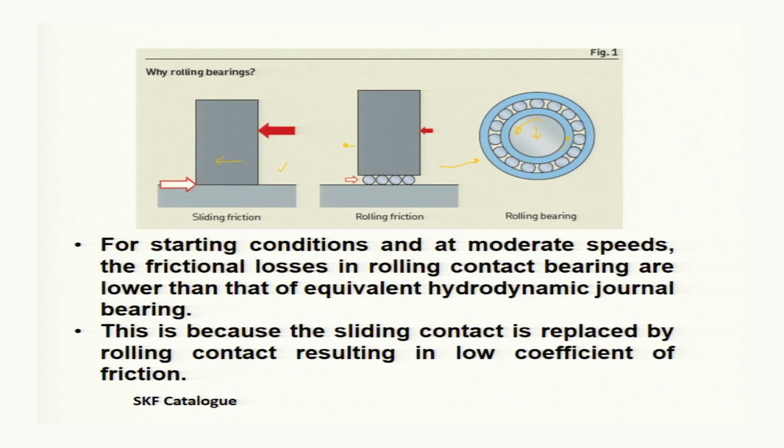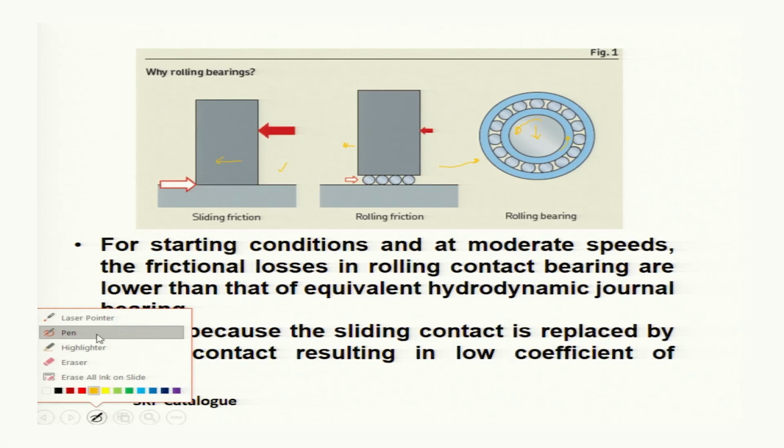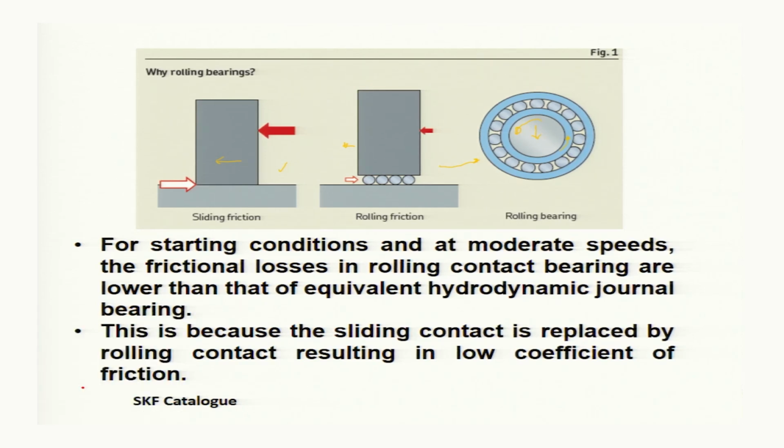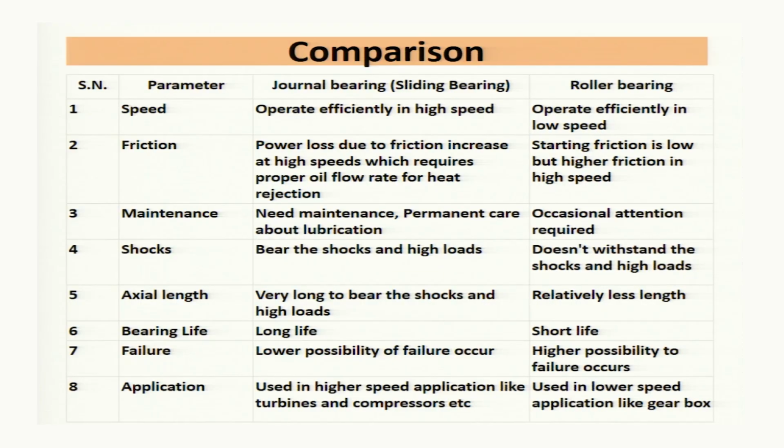So for starting conditions and at moderate speeds, the frictional losses in rolling contact bearings are lower than those of an equivalent hydrodynamic journal bearing. This is because sliding contact is replaced by rolling contact, resulting in a low coefficient of friction. Now if we compare the journal bearing with the roller bearing, then based on different parameters, this comparison chart is made.